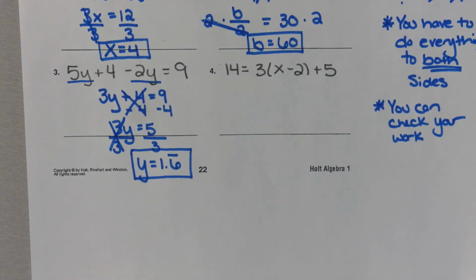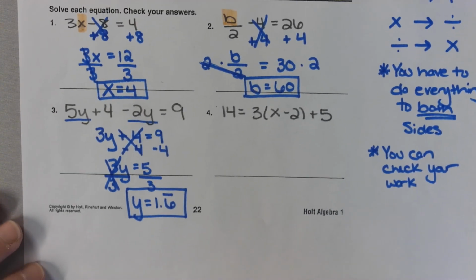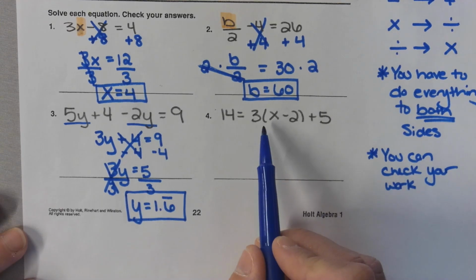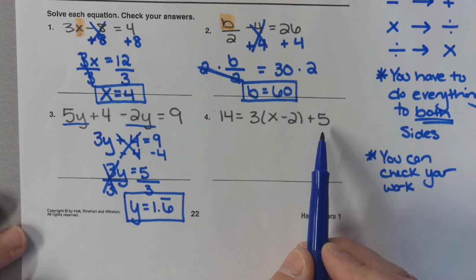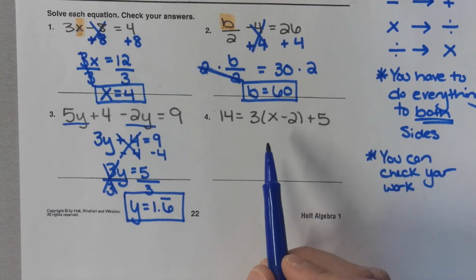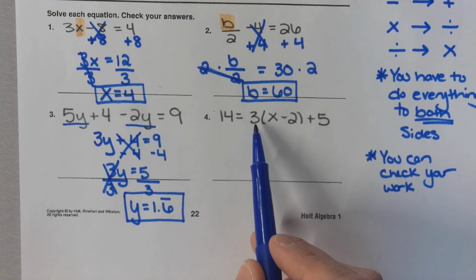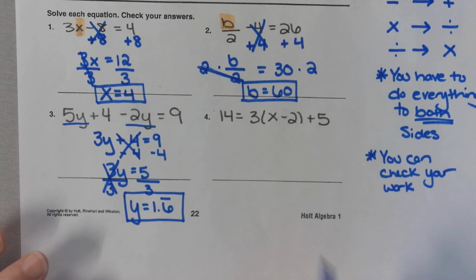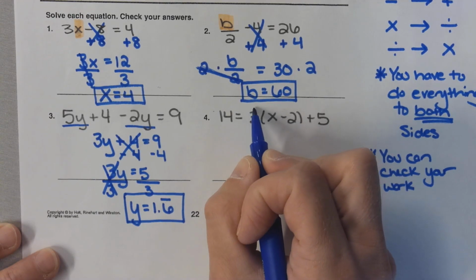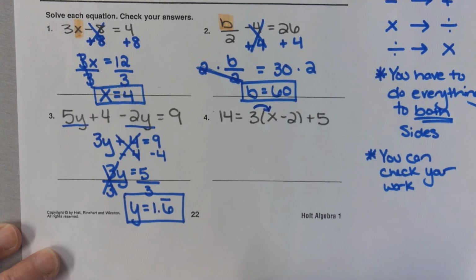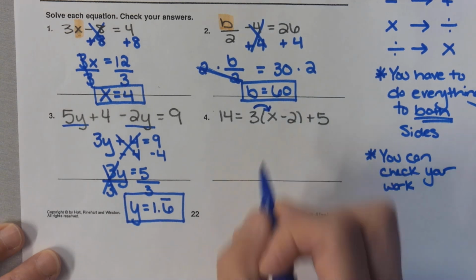Okay, look at number 4. Number 4 is a little bit trickier than the rest because do you see how I have parentheses? Do we still add 5? Well, before we even do that, we're going to distribute. Do you see how you have this 3 out front? Yeah, we are going to distribute that 3 in. What do we know 3 times x is? 3x.